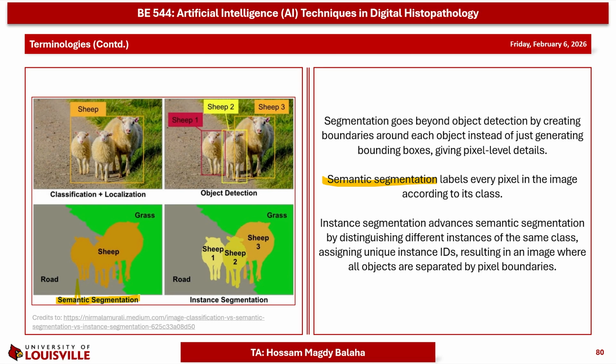If you look here for the semantic segmentation, it segmented all of the sheep as one object, the grass as another object, and the road as a third object. It didn't differentiate between the 3 of them.